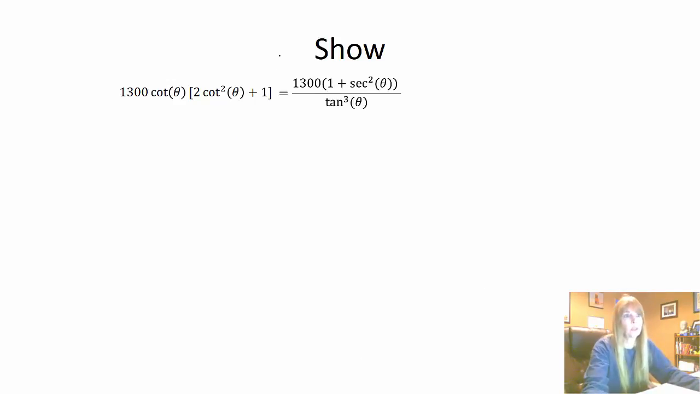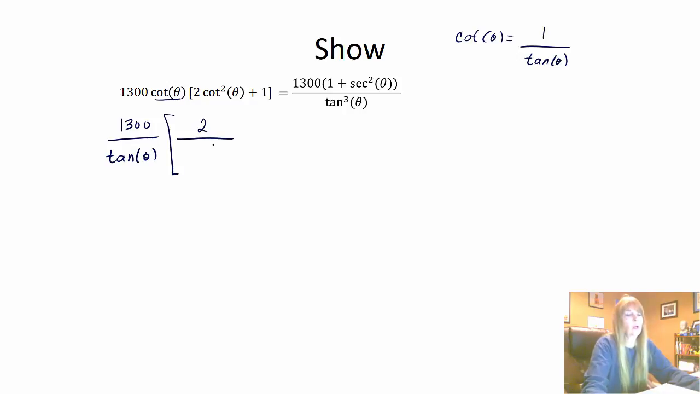So when I look at this, the first thing I notice on the left is cotangents and on the right tangents. Do you remember the identity that the cotangent is the same as 1 over tangent? Did you? I knew you would. So what I'm going to do is change all of these to 1 over tangent. So cotangent becomes that. This becomes 2 over tangent squared plus 1.